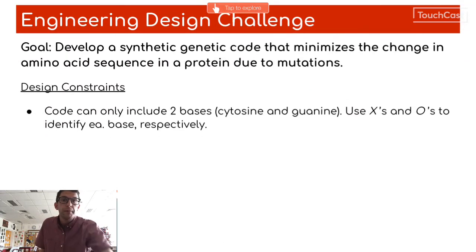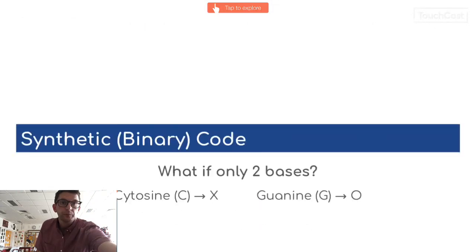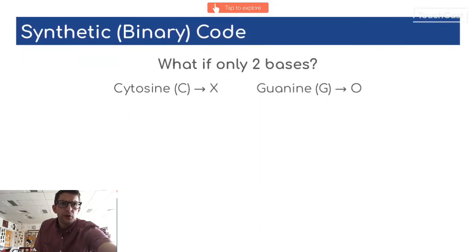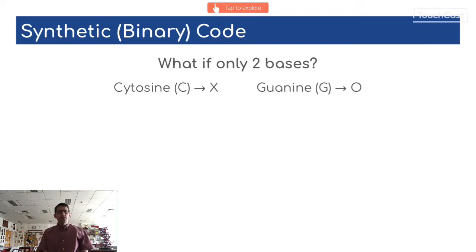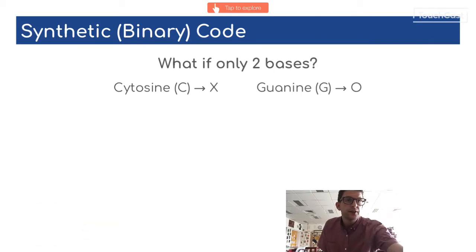You also know that part of the design constraint is that your code cannot use 4 bases, you can only use 2 bases, cytosine and guanine. And we're going to represent cytosine using the letter X and guanine representing the letter O. Now, if we can only use 2 bases, what does that mean about the number of possible codons that we can actually code for? Well, let's consider this.